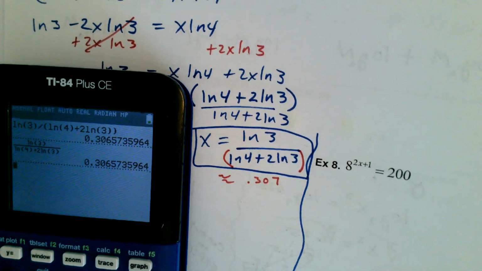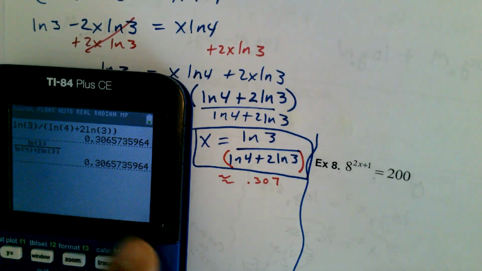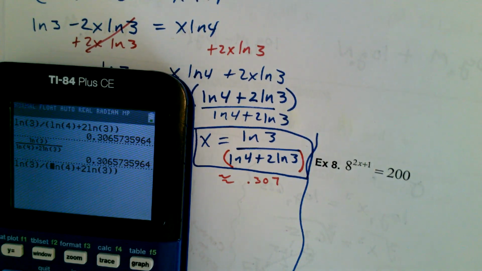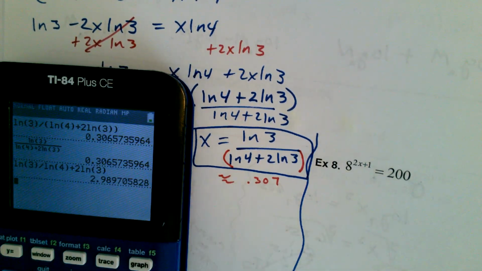Okay, if you're not getting that right answer, let me know. The issue sometimes is people forget the parenthesis there. So if you type this in and you don't have this parenthesis, you're dividing by the natural log of 4, but you're not dividing by 2 natural log of 3. And you get something that's too much.